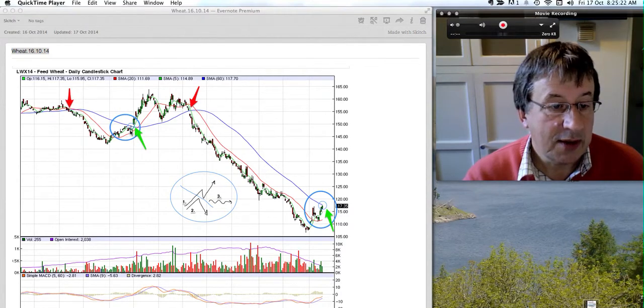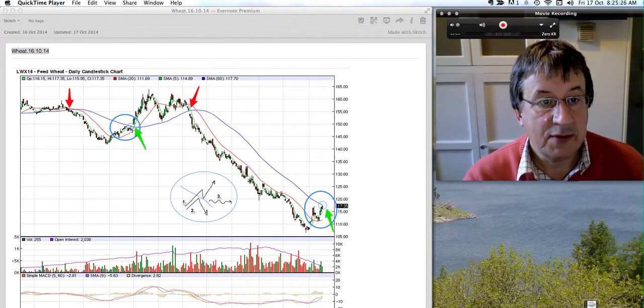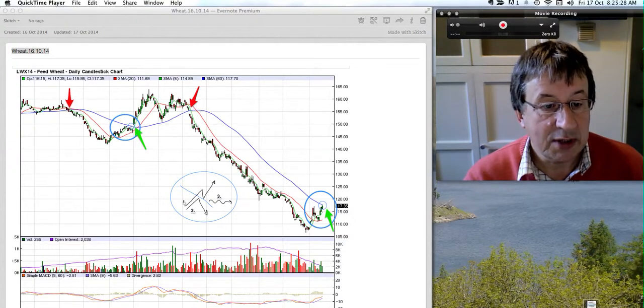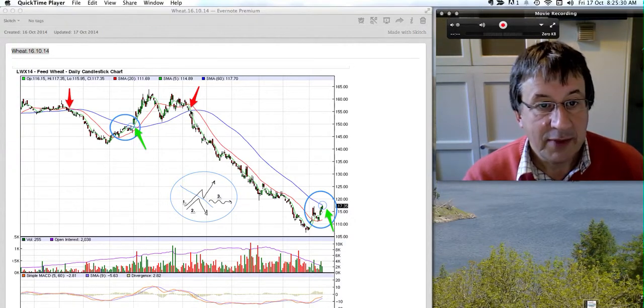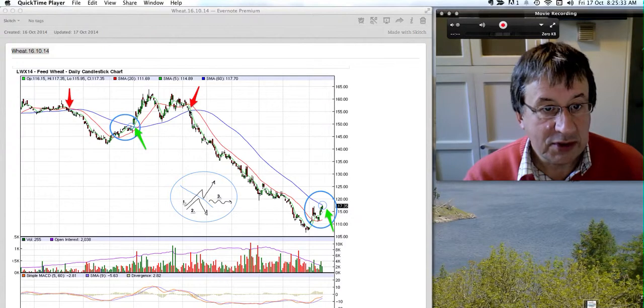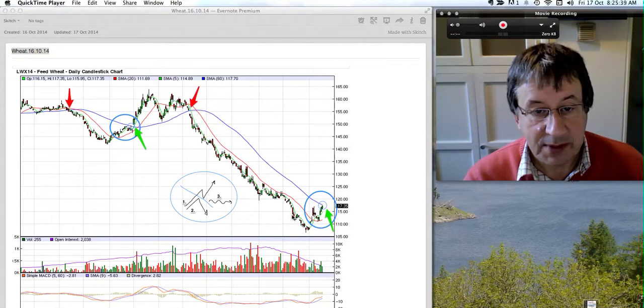You can see here we had a cross up through the moving average in March, and that caused our rally which we saw during March, April, May. That broke here when we broke through the moving average in May. That crucial point there, we gapped down and we've fallen £60 a tonne.